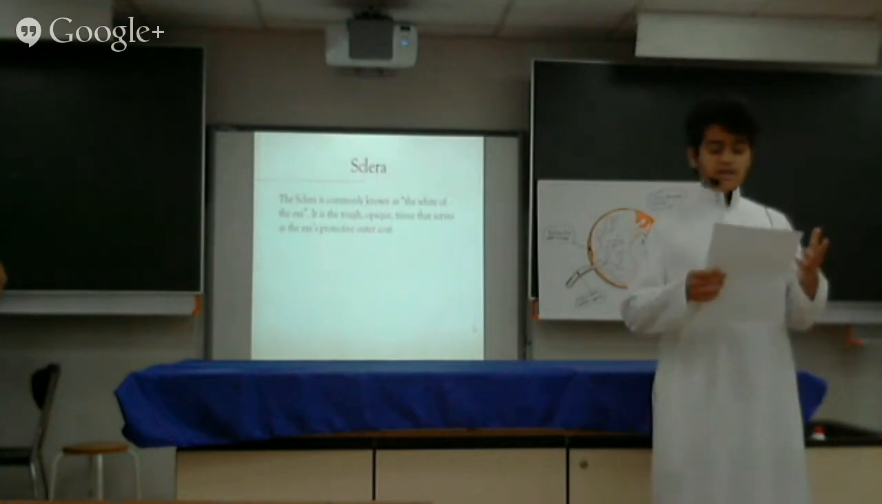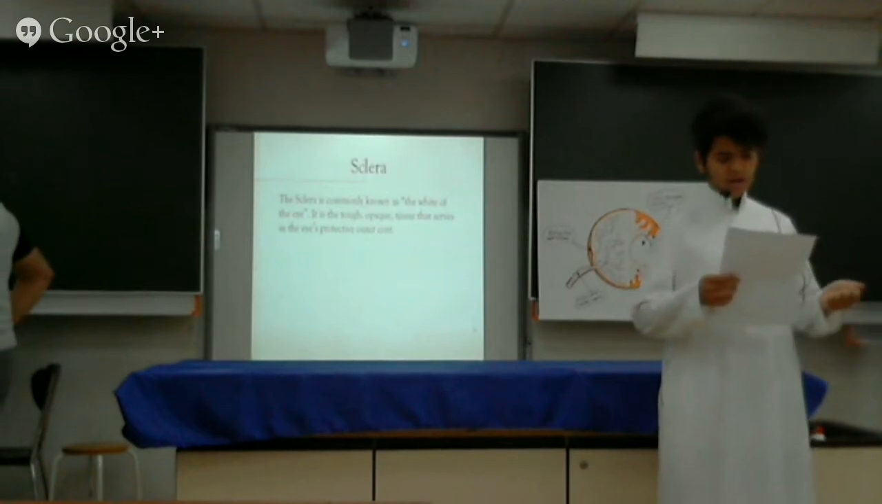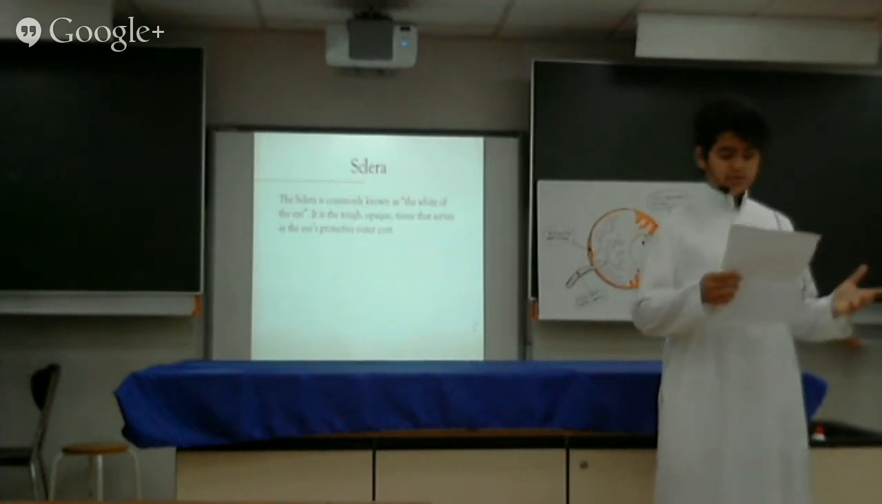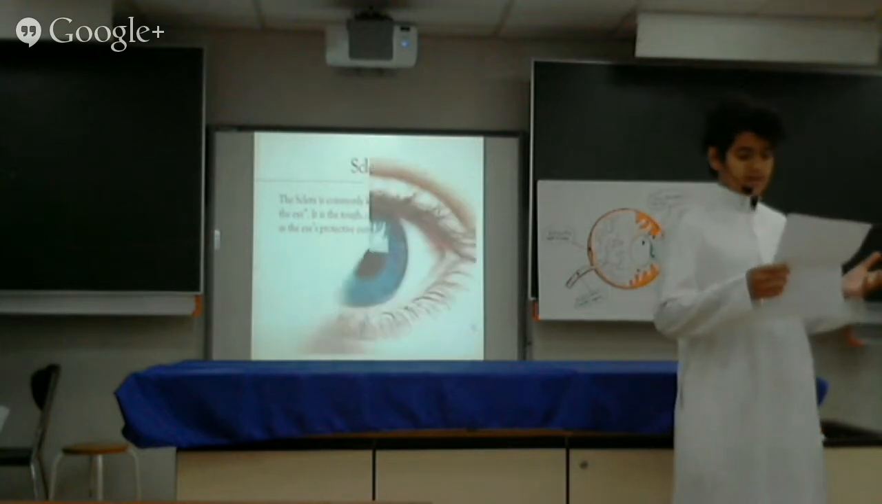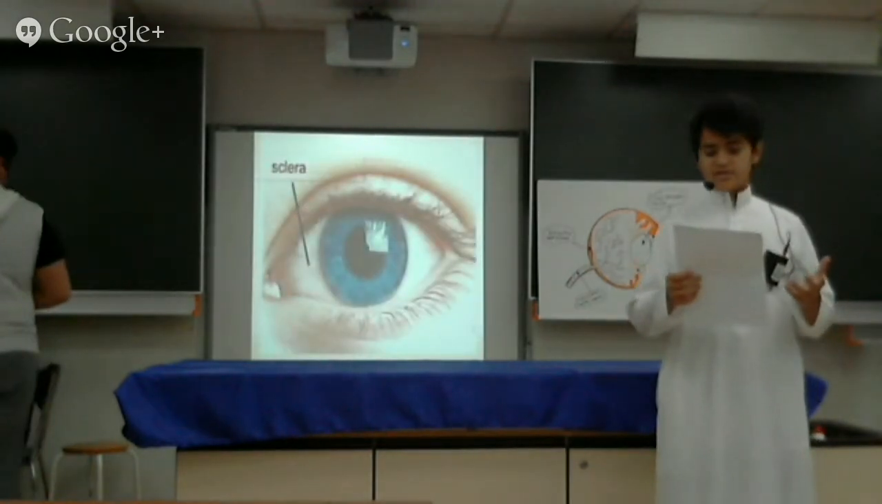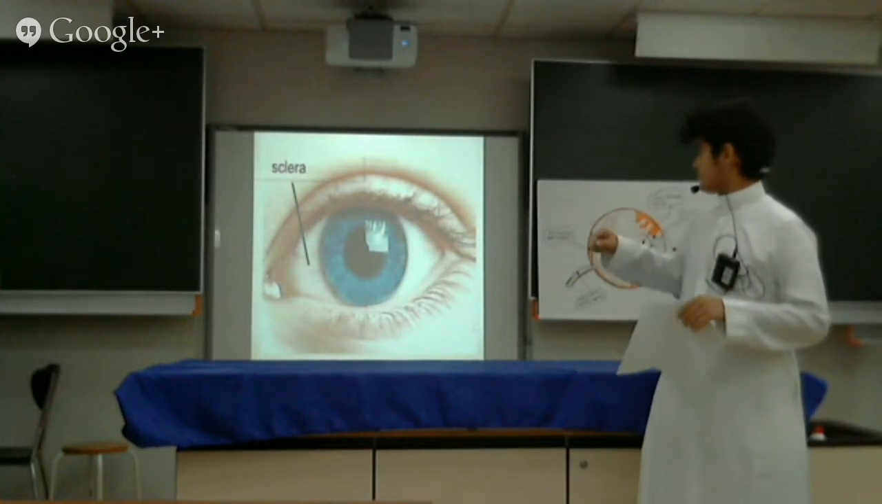In children, the sclera is thinner and more translucent, allowing the underlying tissue to show through and giving it a bluish cast. As we age, the sclera tends to become more yellow. And this is the sclera, it's the white part of the eye.